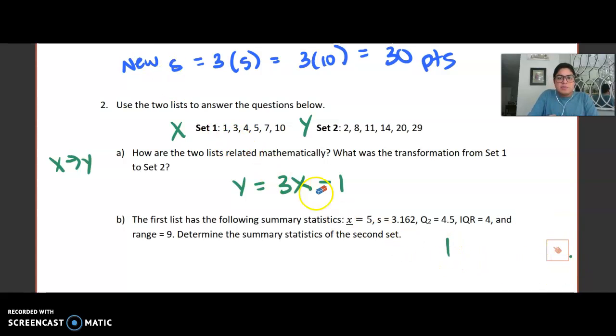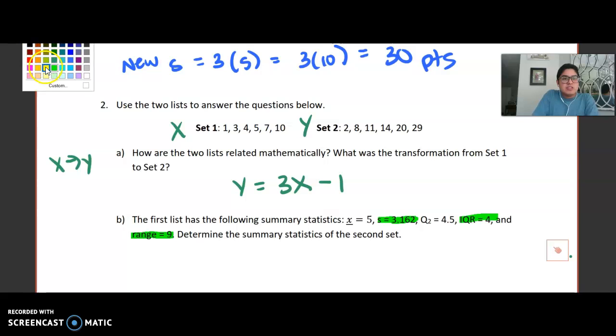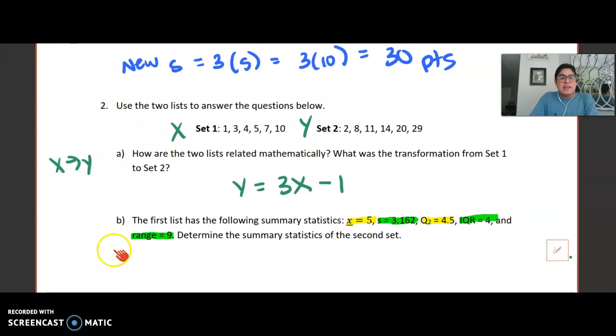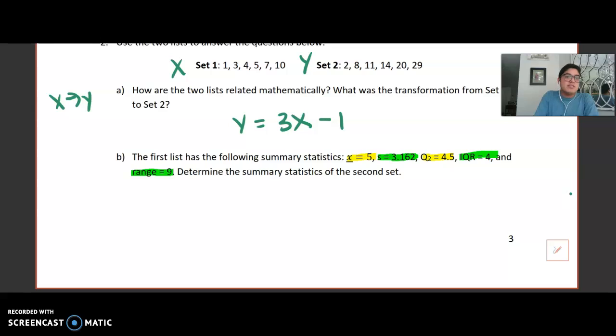Oop. So, let us figure out now how these summary statistics are related. So I have the original data set here: the average, the standard deviation, the median, IQR, and range. So let's just go through and identify what is center, what is spread. So here I've got measures of spread: the standard deviation, the IQR, and the range. And for my measures of center, I've got the average and the median. So you know the rules here. We are just going to go ahead and find these new summary statistics.